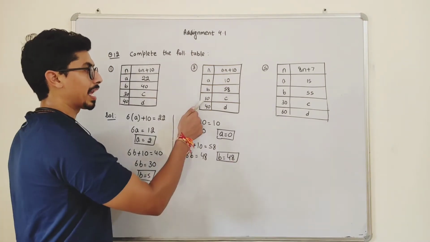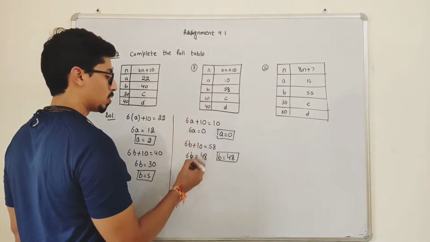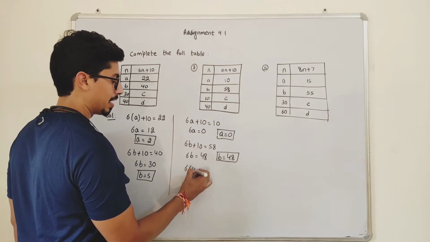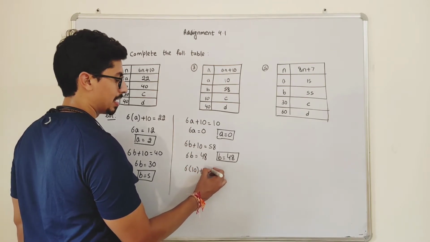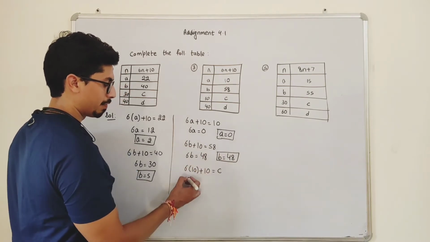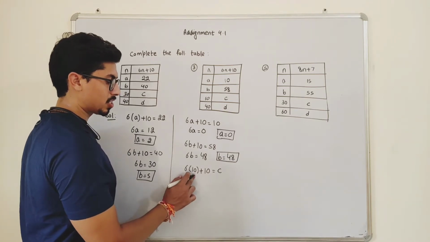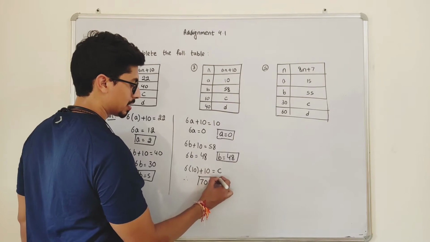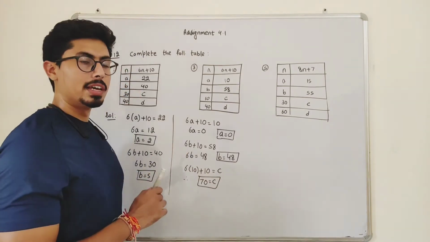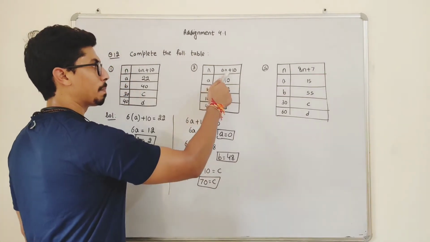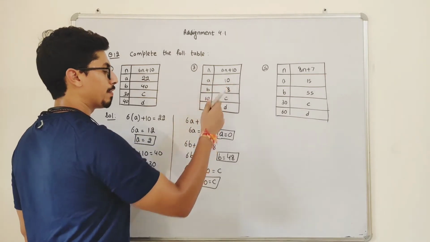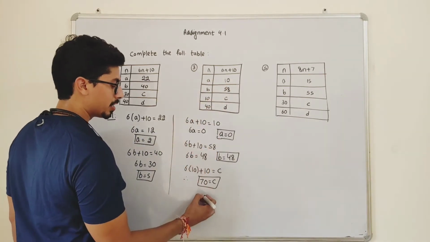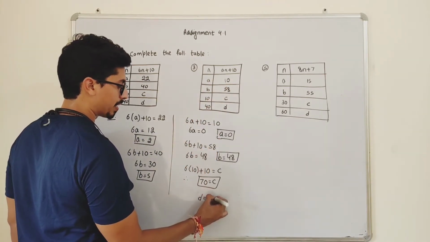Now take 10 in place of n. So 6 into 10 plus 10 is equal to c. Therefore, this is 60 plus 10, 70. So the value of c is 70. Similarly, if I take 40 in place of n, 6 fours are 24, that will be 240 plus 10. Therefore, the value of d is 250.